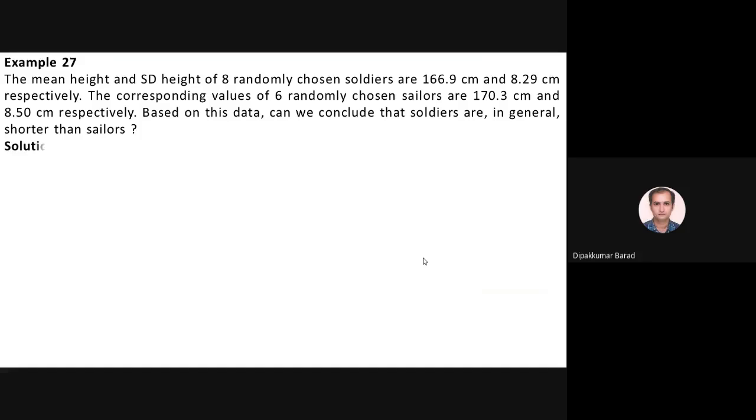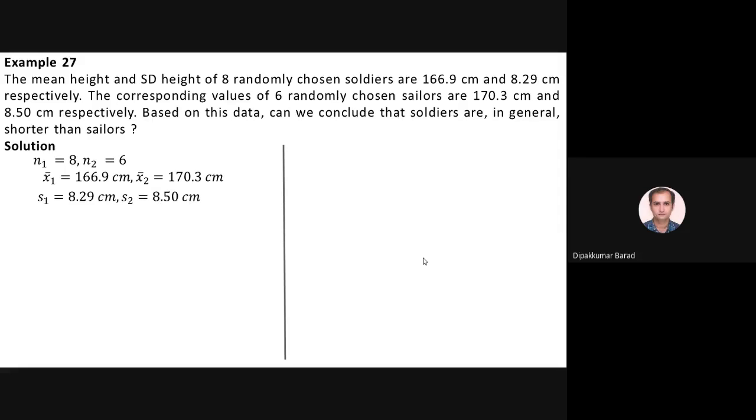First of all, what is given? We have two random samples, n1 equal to 8 soldiers and n2 equal to 6 sailors. For soldiers the mean height is 166.9 centimeters, and for sailors the mean height is 170.3 centimeters. We have also been given the sample standard deviations: S1 is 8.29 centimeters and S2 is 8.50 centimeters. Now from S1 and S2 we can calculate S.